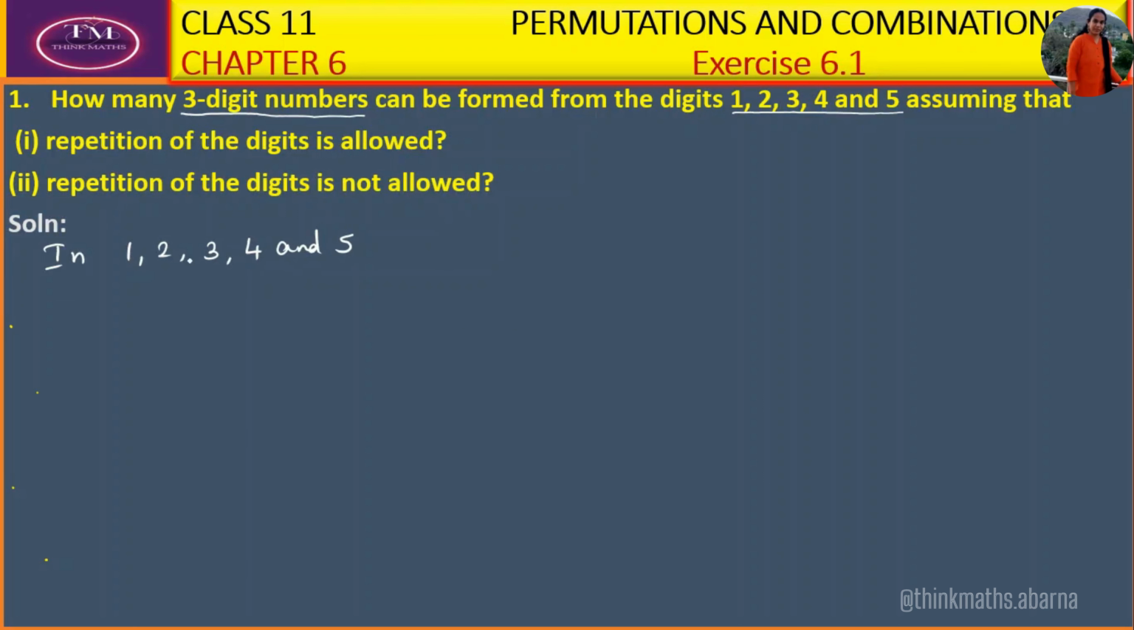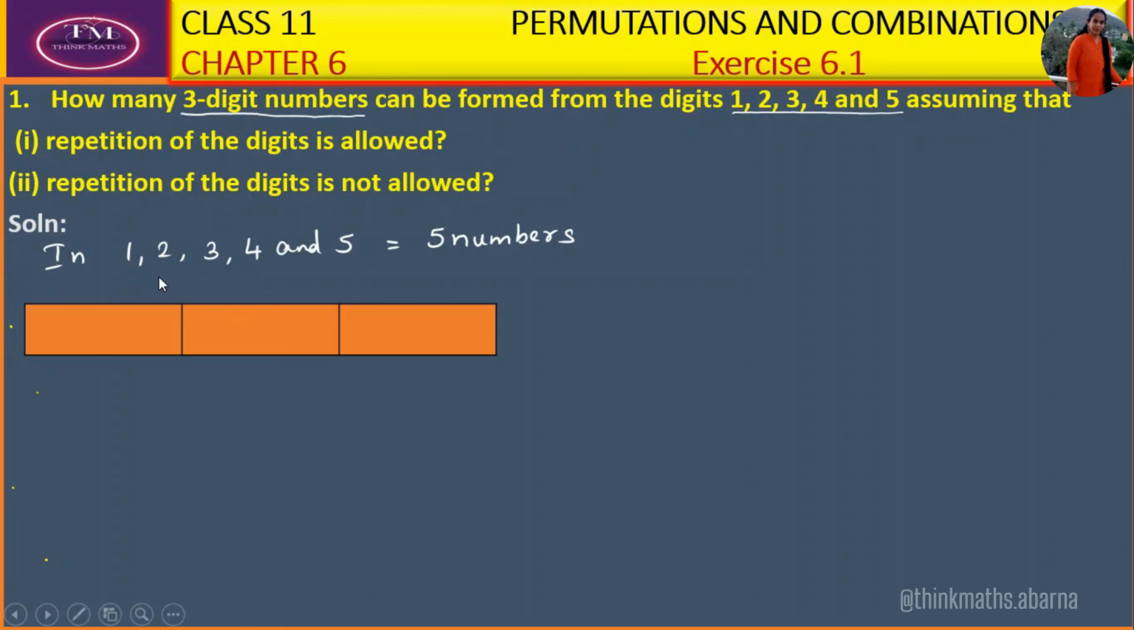In 1, 2, 3, 4, 5 we have 5 numbers. We have to use these 5 numbers and form a 3-digit number. The first condition is that repetition is allowed. That is, we can write the same number in the hundreds place, tens place, and ones place. Now let us find out how we can fill it up.